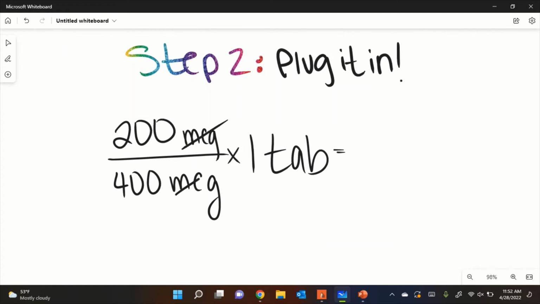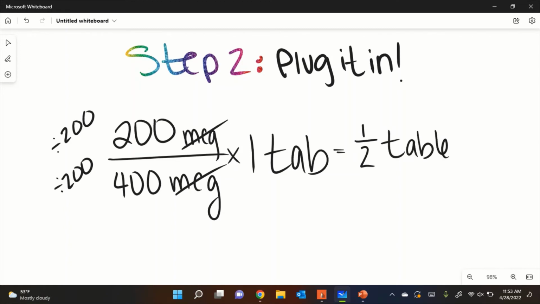Micrograms over micrograms cancels out. 200 over 400. We can divide each of these by 200 to simplify. And we are left with 1 over 2 times 1 tablet. Our answer is 1/2 of a tablet per dose.